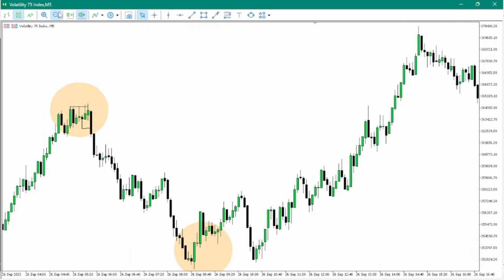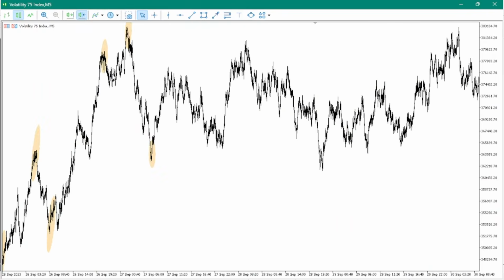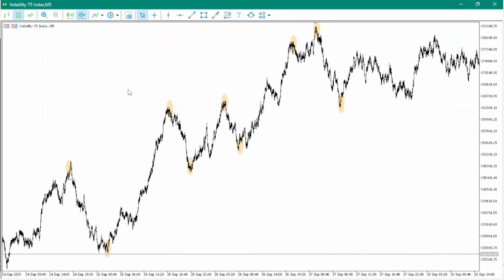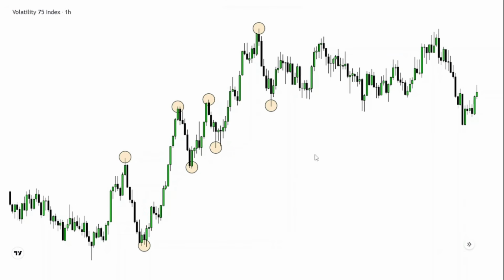So all this is just evidence of what we just talked about. A shift in market structure is just a short-term change in the market sentiment. So change here to bearish, change to bullish, change to bearish, change to bullish, change to bearish, and so on and so forth. And that, ladies and gentlemen, is the difference between a break in market structure and a shift in market structure.